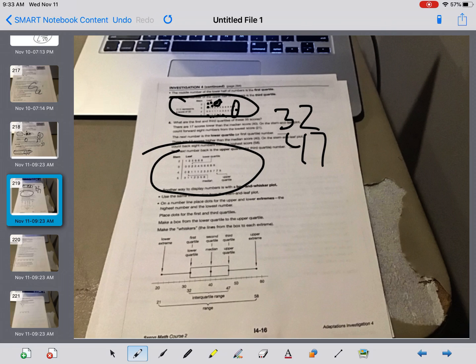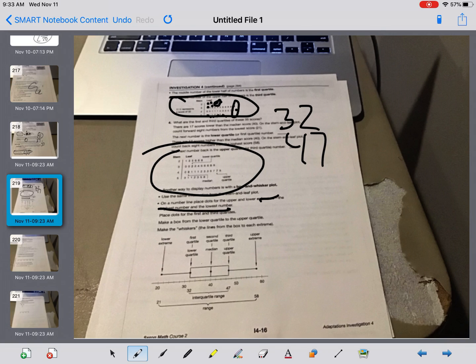Okay, and then they have this little stem and leaf plot here, guys, for me. I check my answers, and sure enough, I did it right. Lower quartile 32, the median from the other page 40, the upper quartile 47. Another way to display the numbers is in a box and whisker plot. Use the same information from the stem and leaf plot.